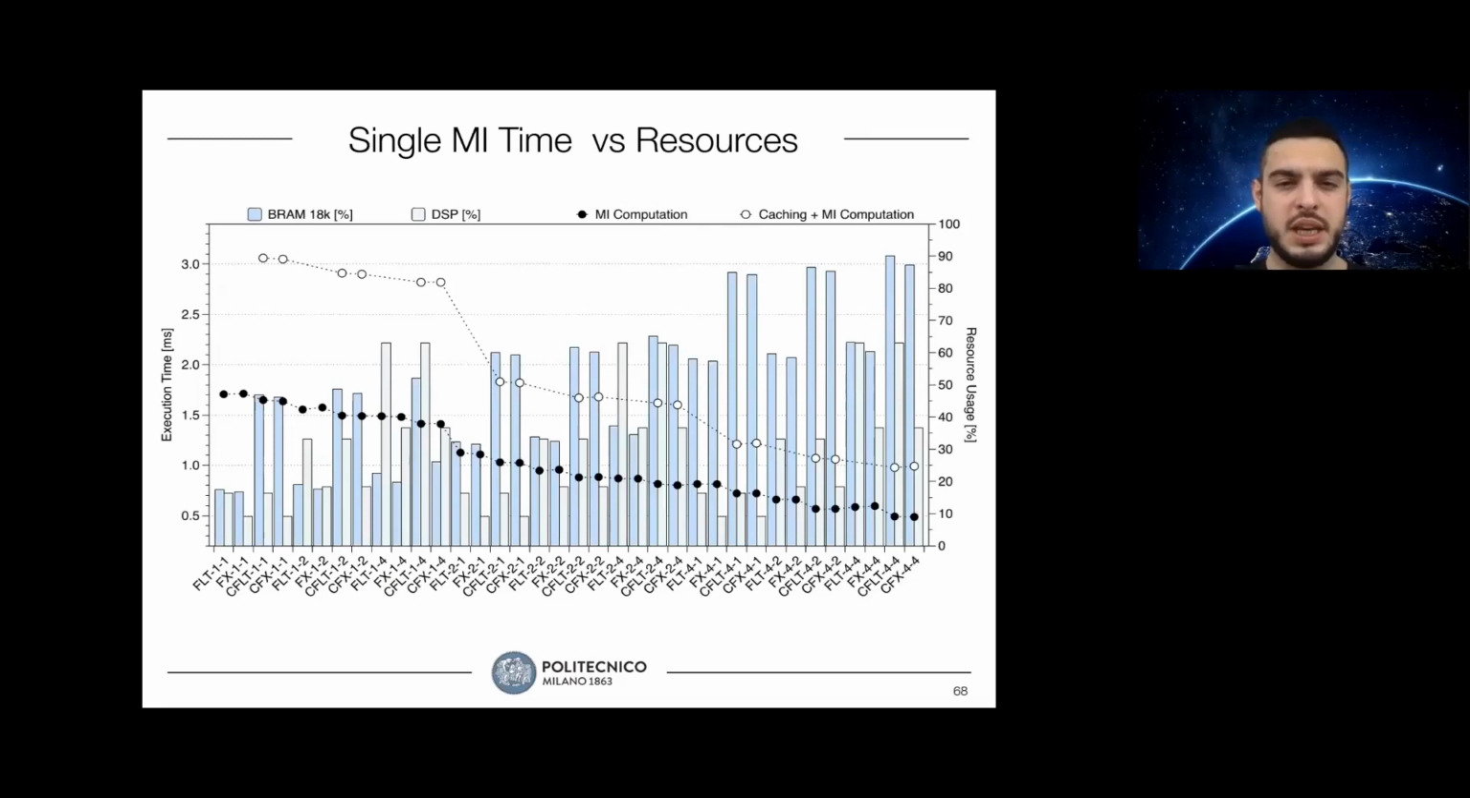Moreover, we analyze the behavior of a single core that scales in the number of processing elements for the histogram and for the entropies. We can see that increasing them reduces the single Mutual Information execution time, as we expected from our estimation result.